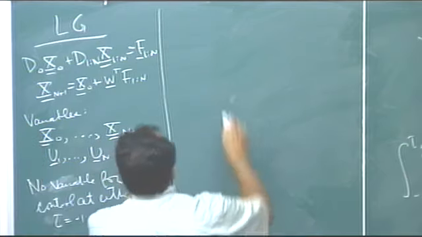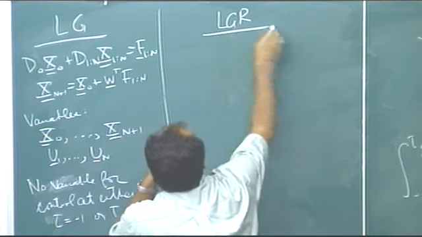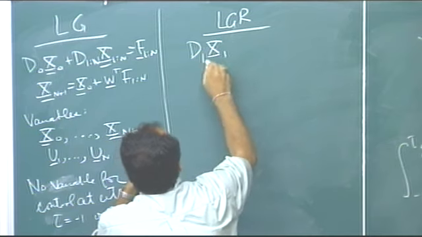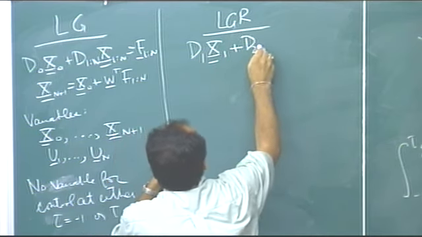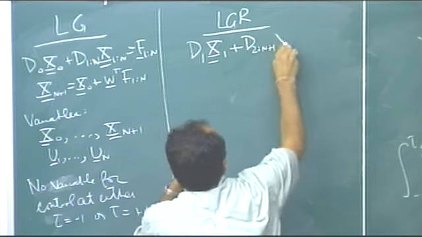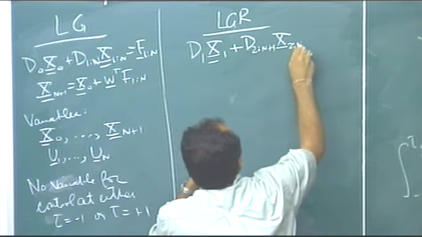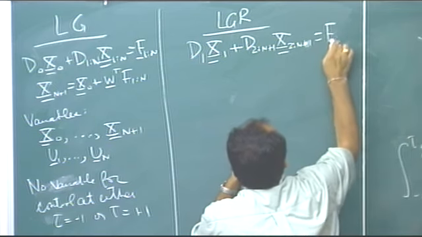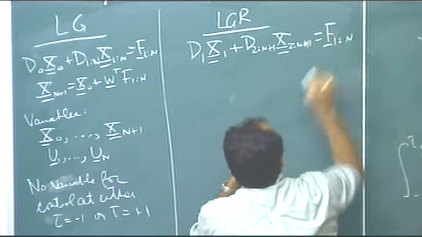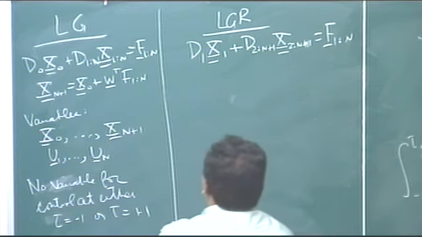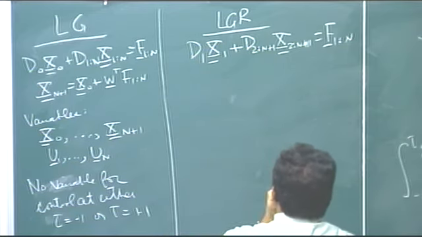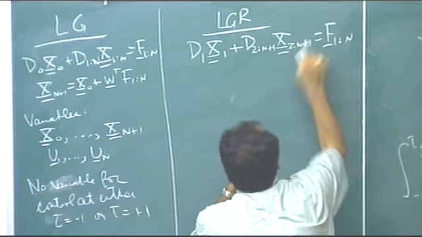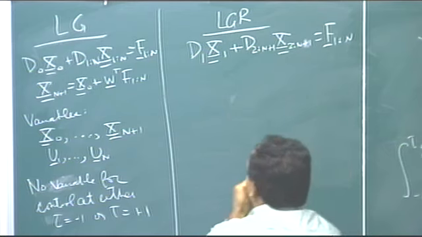Now let's go over to LGR. Let's look at the difference. With LGR, the system looks like this. We've got D1 times X1 plus D2 through n plus 1 times X2 through n plus 1 equals F1 colon n. We still get that F of 1 colon n. But now we don't need another equation to give us the quadrature to estimate the state at the final point, because it's already included in this system here.